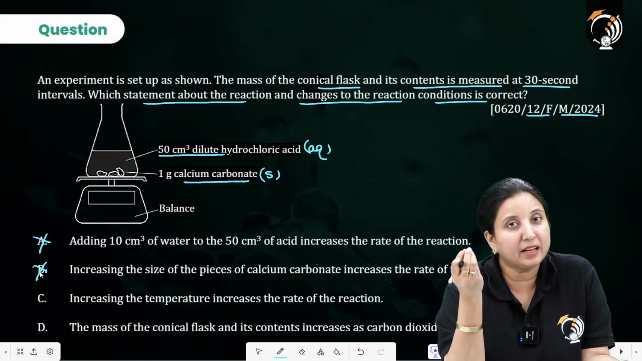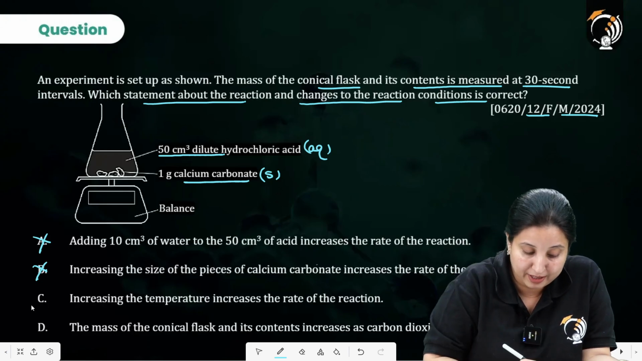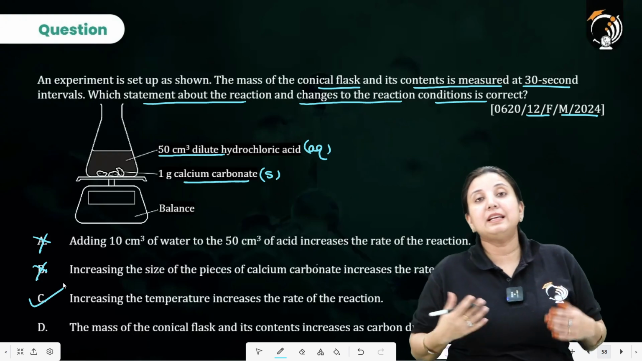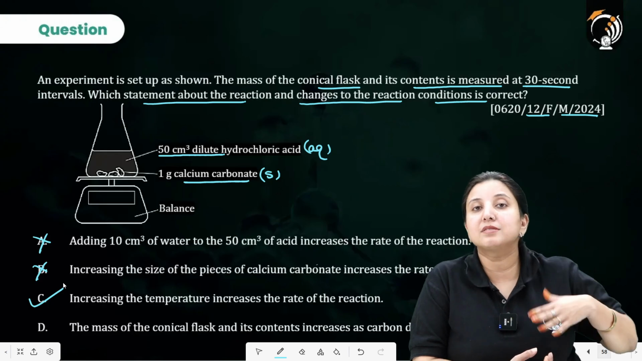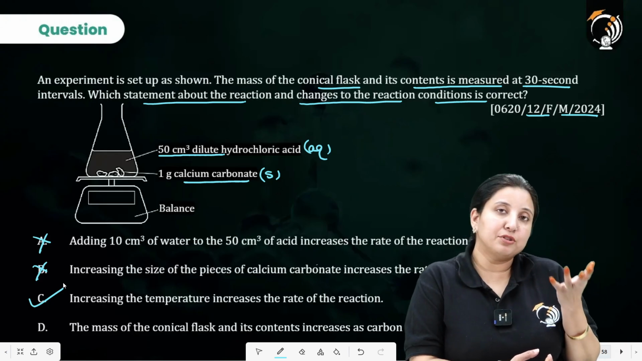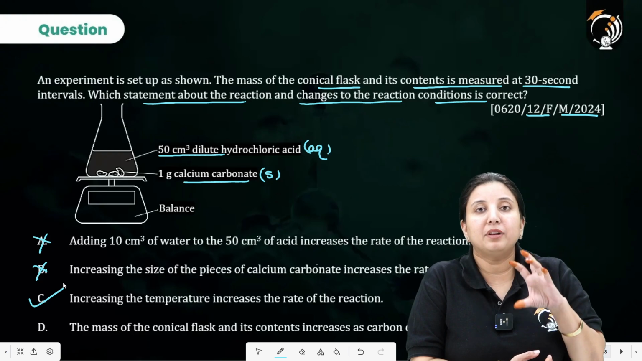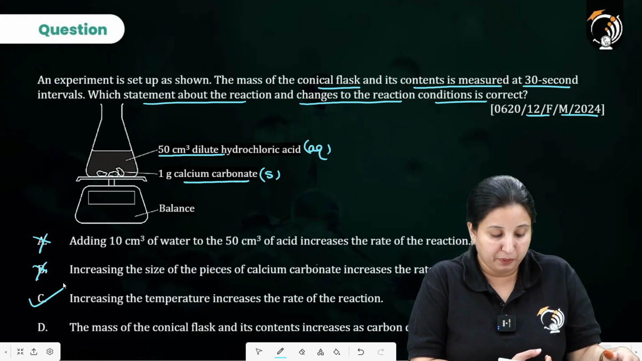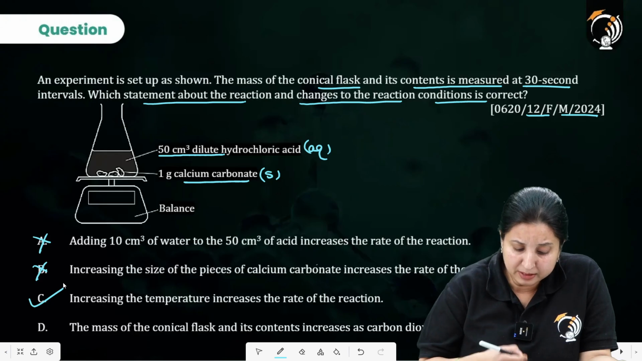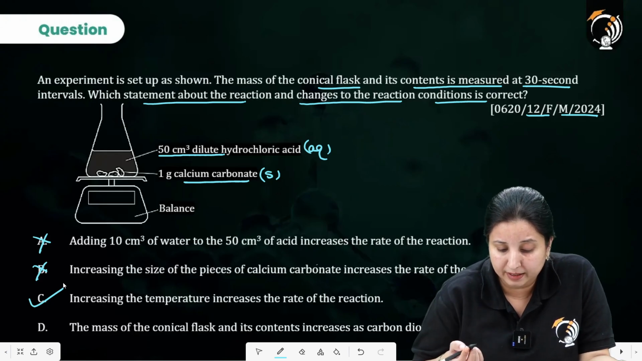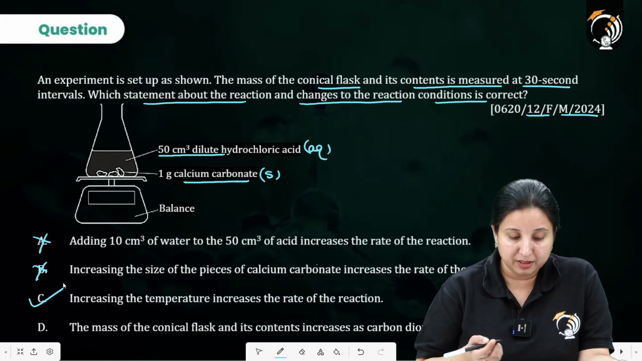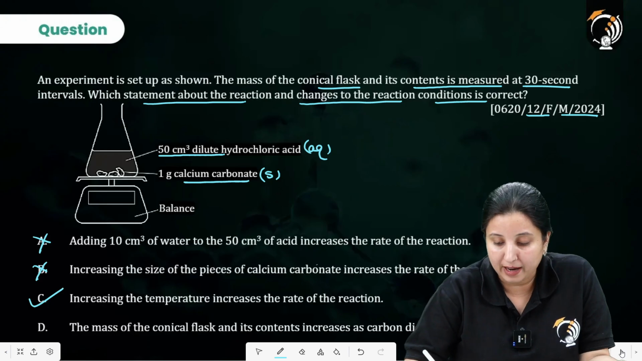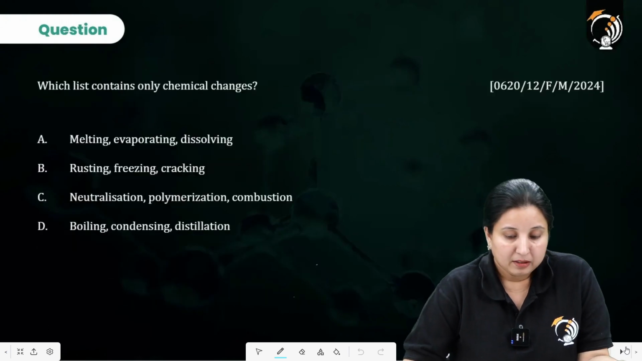Then increasing the temperature increases the rate of reaction. Yes. When we are going to increase the temperature, the rate of reaction is going to increase. Why? Because there will be more kinetic energy for the particles, so they are going to collide frequently. Then the mass of the conical flask and its content increases as carbon dioxide is formed. So, this particular statement has nothing to do with the rate of the reaction. Coming to the next question.